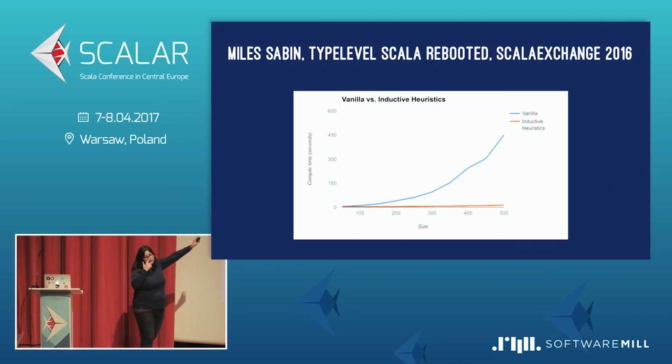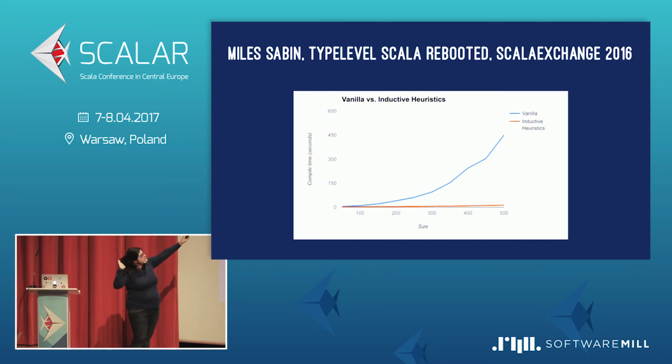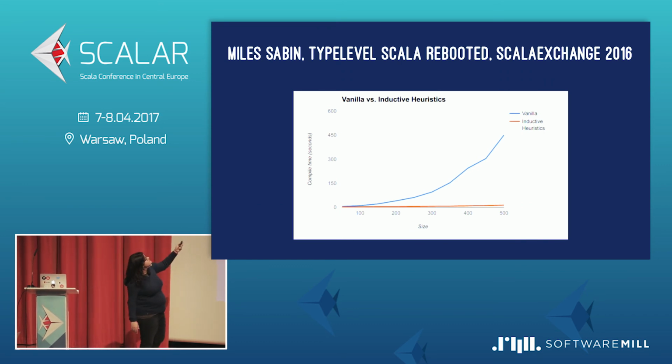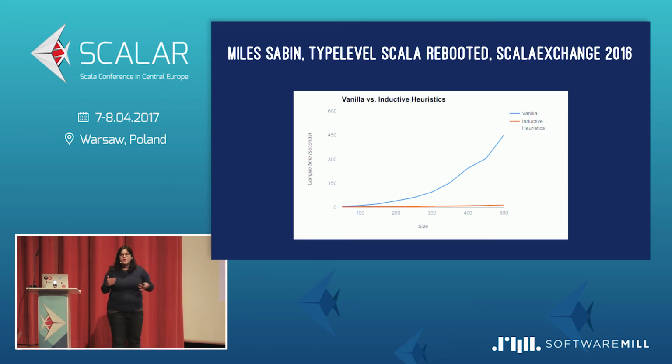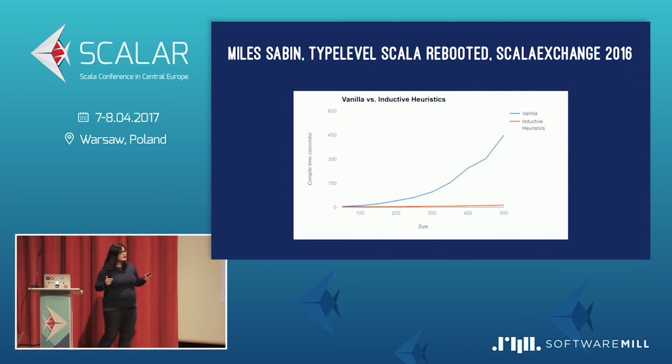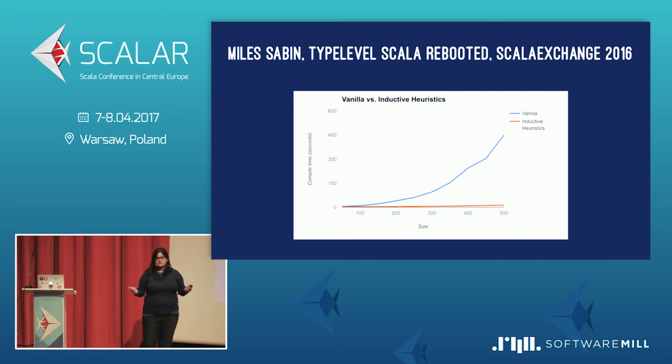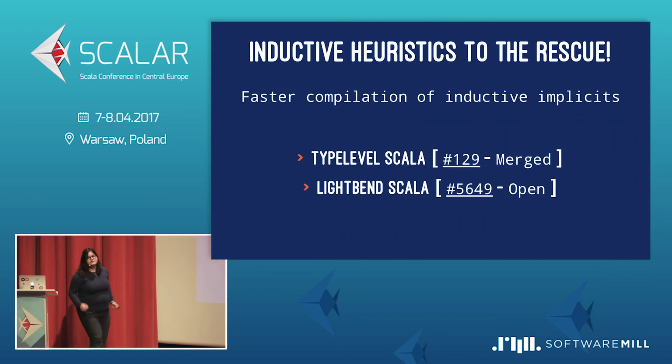So this is an image from ScalaCheck 2016. It was in London this December, and it's from a presentation that Miles gave, working on a new way of resolving implicits, inductive implicits, which are the ones that Shapeless is using. So this was the current implementation, and this is his implementation. So for big case classes, for big derivations, his fix really helps a lot. So this was his proposal in December, amazing, do it. And he has done it, yes.